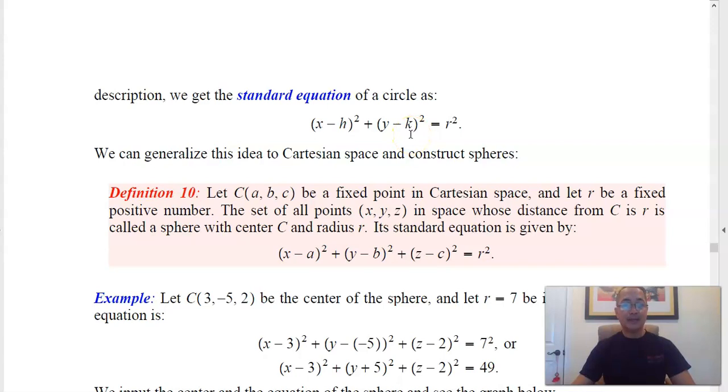So it's the same idea. We now fix a point in space, and that center will be labeled (a, b, c), and we have the same radius r. And we look for all the points (x, y, z) in Cartesian space whose distance from the center is r. Okay, and of course, all of those points form what we call a sphere. So it's just like this equation, but we have (x minus a) squared plus (y minus b) squared plus (z minus c) squared equals r squared. Okay, so let's go to GeoGebra and let's make a sphere.